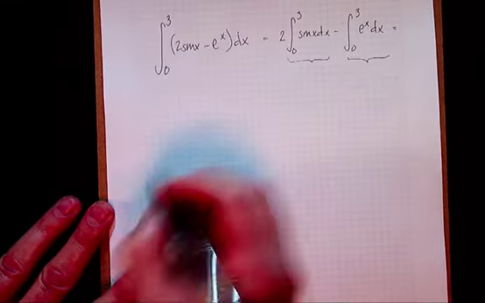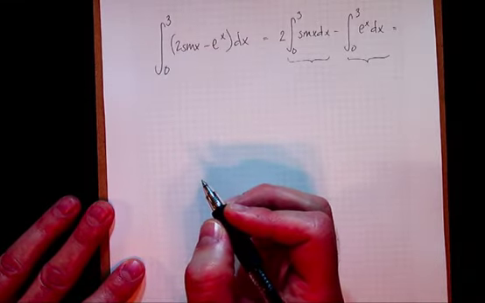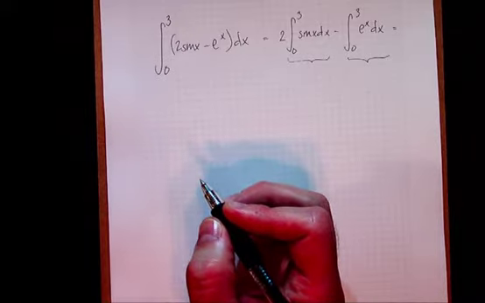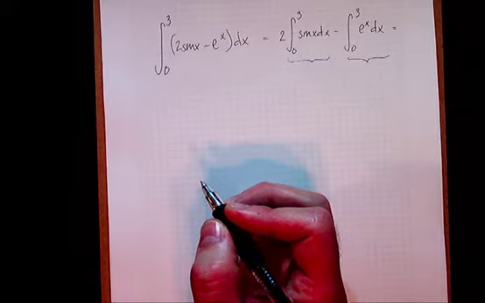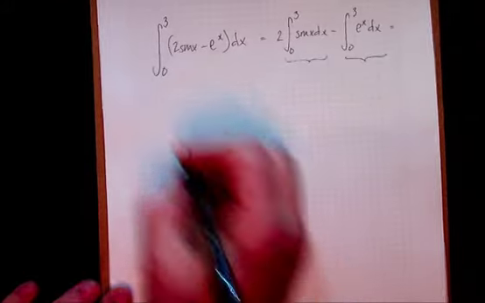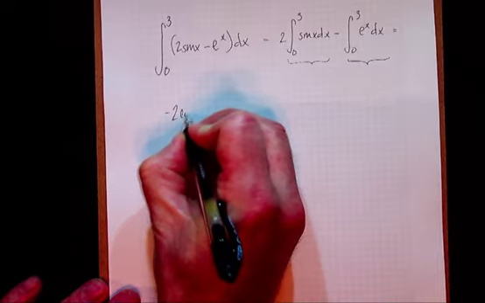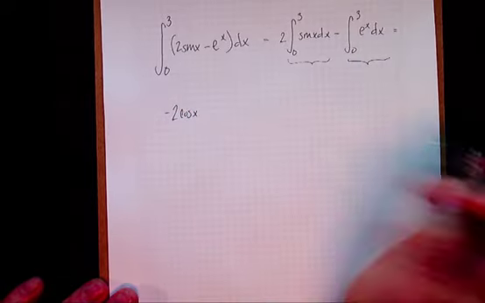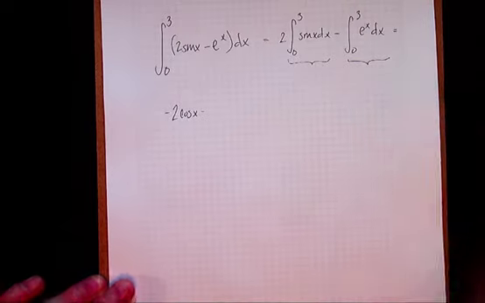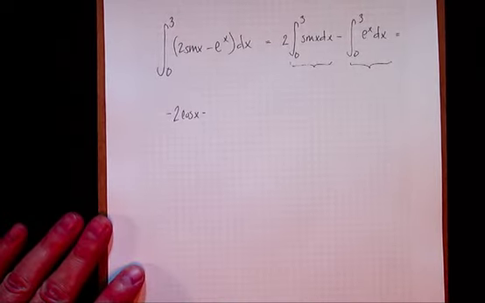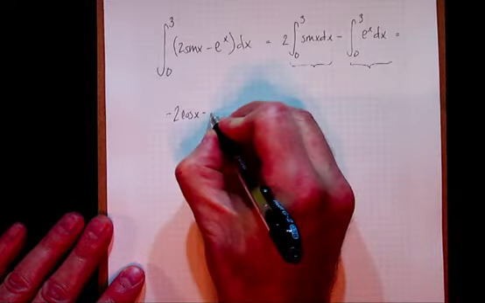Now, what is the antiderivative of sine? Now, I know that the derivative of cosine is negative sine. So negative cosine's derivative must be positive sine. And therefore, when I antidifferentiate this, I'm going to get negative 2 cosine x. And when I differentiate e to the x, its derivative is just e to the x. So when you go the other way, there will also be just e to the x.